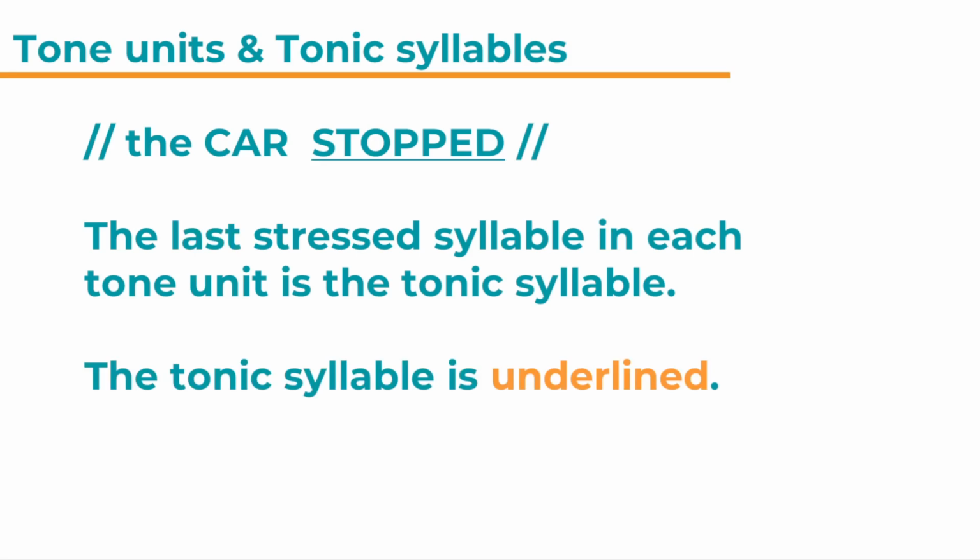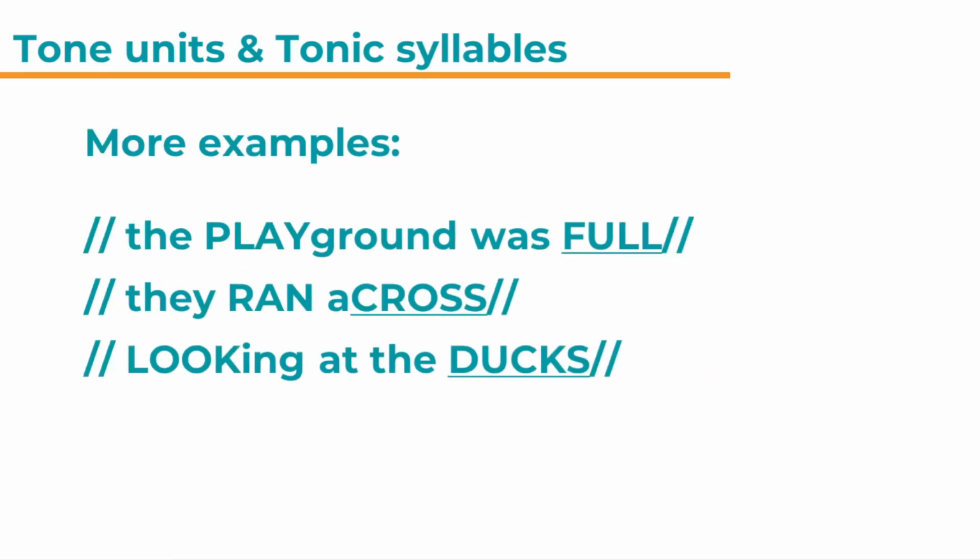The tonic syllable is underlined. So for our examples in this video and the ones following, we will write stressed syllables in capitals and the tonic syllable will be underlined. Here are some more examples from the tone units earlier. The playground was full. Full is the tonic syllable. They ran across. Cross is the tonic syllable. Looking at the ducks. Ducks is the tonic syllable.